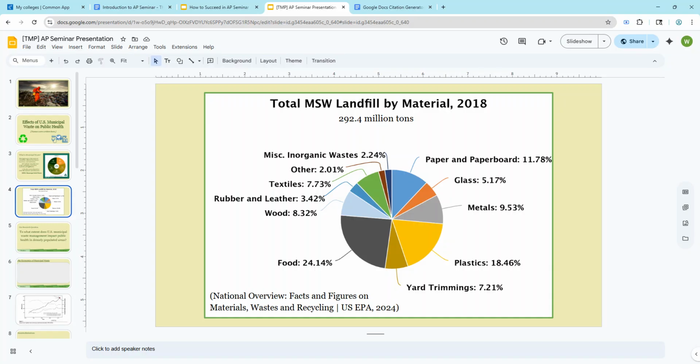Then we have statistics. Of course, you see the in-text citation right there as well. And these statistics serve to emphasize the prevalence of municipal waste and what a big issue it is in the United States.